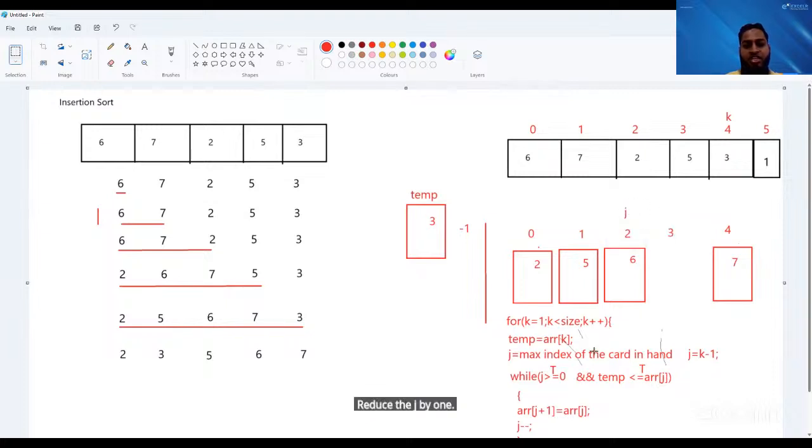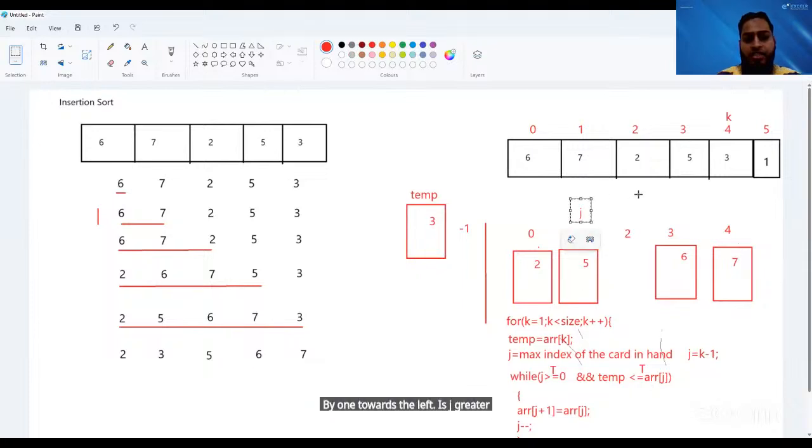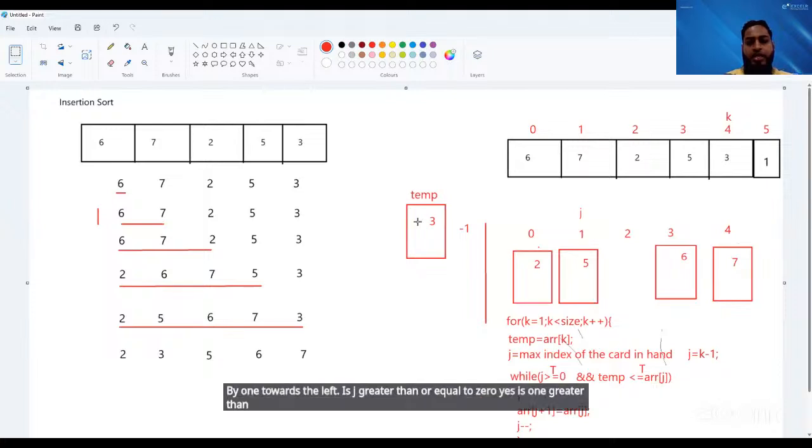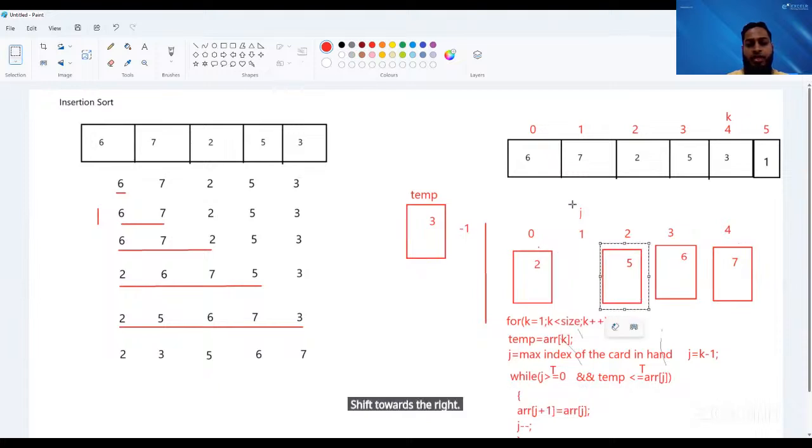Okay. Is J greater than or equal to 0? Yes. Is 3 less than or equal to 6? Yes. So shift it towards the right and J by 1 towards the left. Is J greater than or equal to 0? Yes. Is 1 greater than or equal to 0? Yes, true. And is 3 less than or equal to 5? Yes. Shift towards the right. And shift J towards the left.